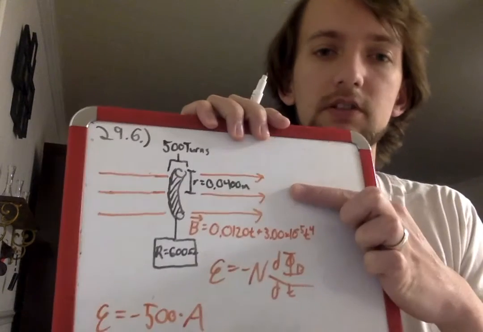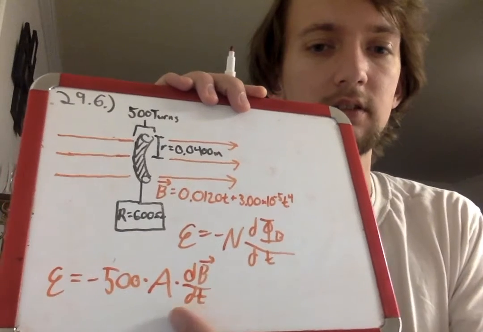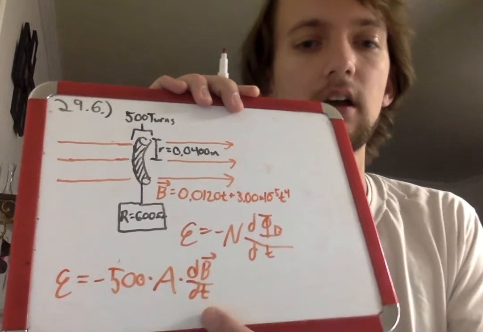So we have it where the EMF equals our negative 500 times by the area, which is just the radius squared times pi. But first I converted it into meters rather than centimeters, so it's 0.04 meters. So it's negative 500 times that area times the derivative with regards to time of our magnetic field. And so the area we have as a constant, negative 500 turns is constant.